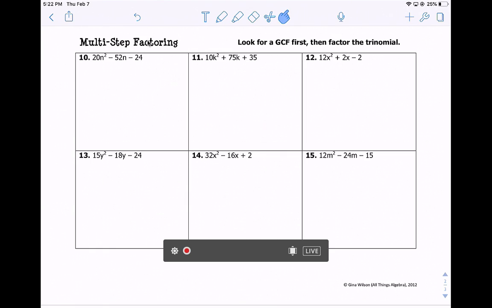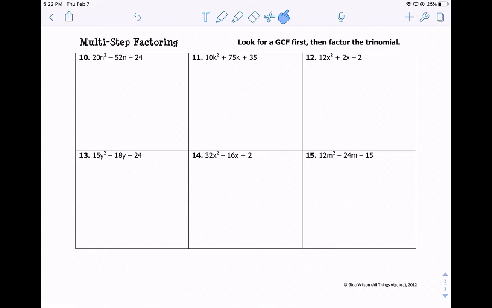So today on this video, we're going to practice multi-step factoring. When I was teaching factoring the other day, I said these are the steps we always want to use. We want to first always look for a greatest common factor, and then we factor the trinomial. The way we're going to factor a trinomial is by the tic-tac-toe method.